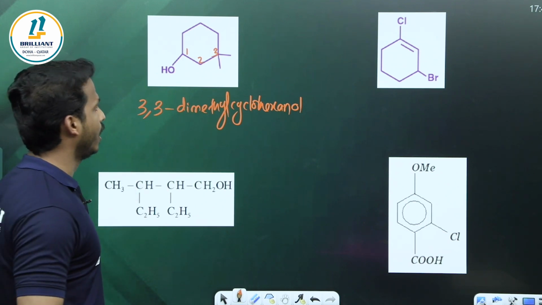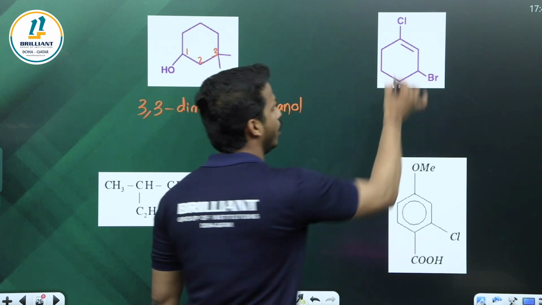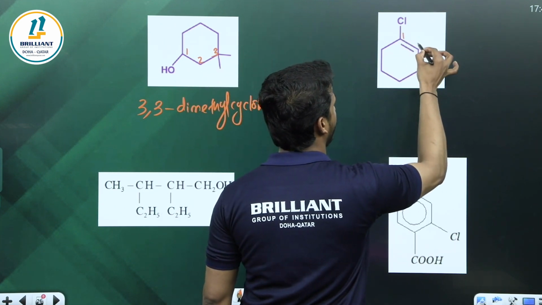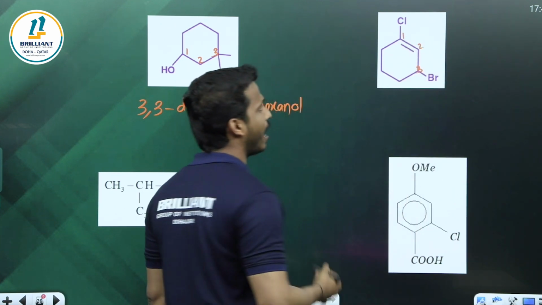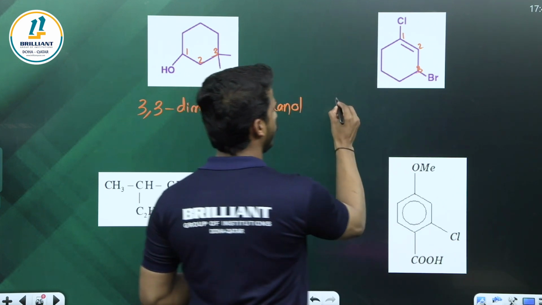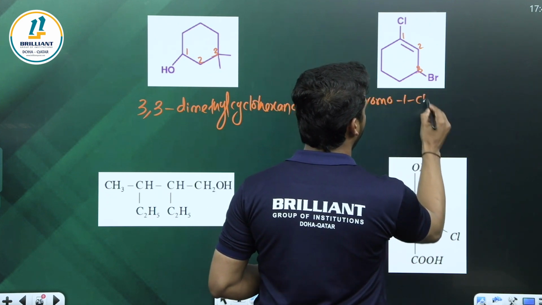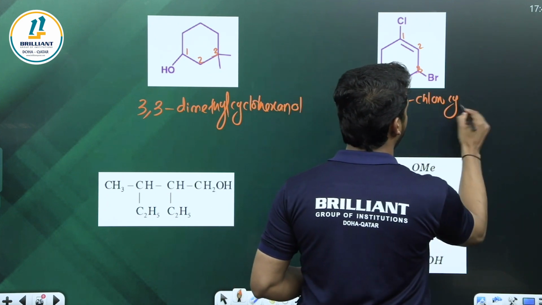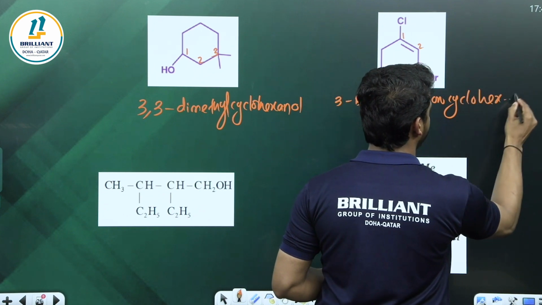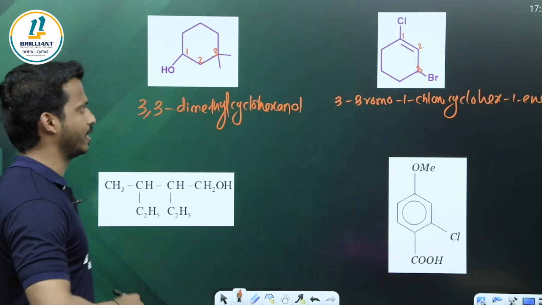It's cyclohexane. What about this compound? Here the main group is the double bond. So the double bond should get the highest priority, 1, 2, 3. Then alphabetical order, this is chloro, this is bromo. So bromine first. So we can write 3-bromo-1-chloro-cyclohexene or cyclohex-1-ene. There is no importance to the 1, so we can directly write cyclohexene.